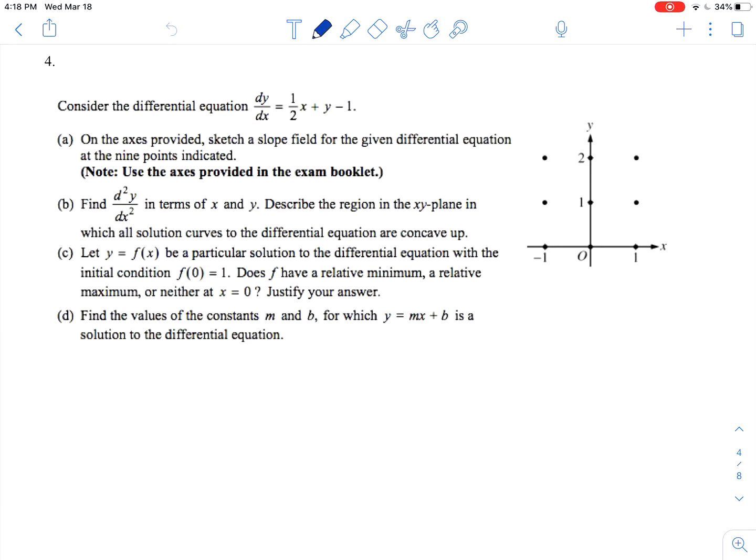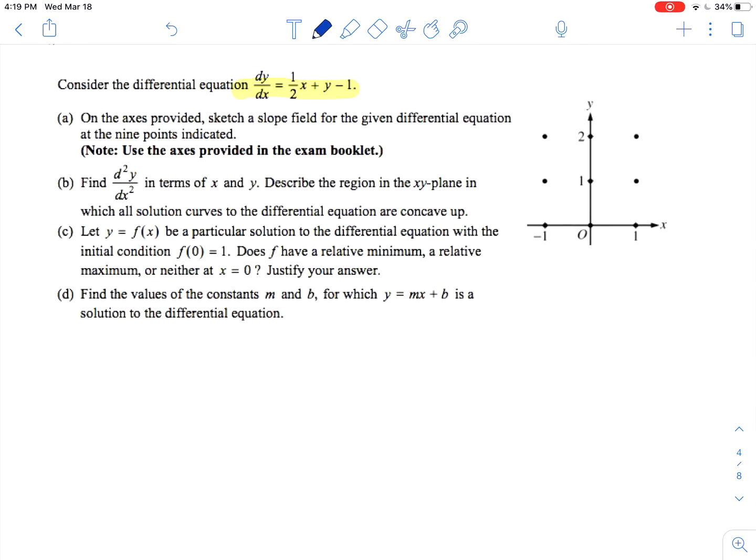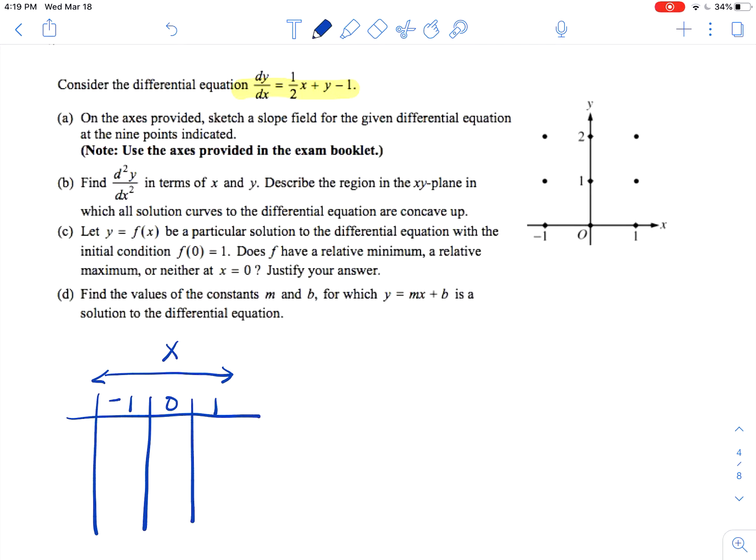Okay, first question says make a slope field for the 9 points indicated using our differential equation dy/dx equals 1/2 x plus y minus 1. So my suggestion, as I had mentioned in the previous video, would be to make some sort of a table of values. You can see that your x's, which go horizontally, are going from -1 to 1, and then obviously you want to separate those into columns. Then we're going to put our y's down the left-hand side. The y values we use in this problem are 0, 1, and 2. So therefore, I'm going to put 0, 1, 2.